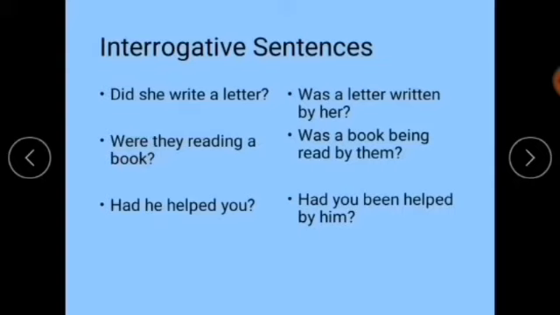Were they reading a book? Was a book being read by them? Had he helped you? Had you been helped by him?